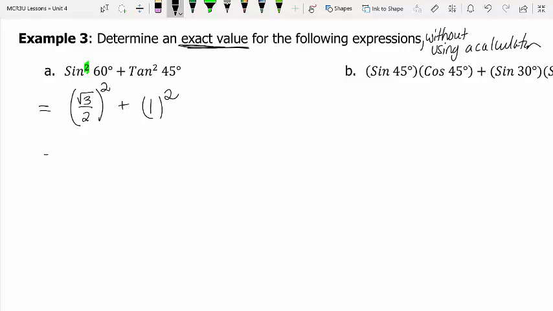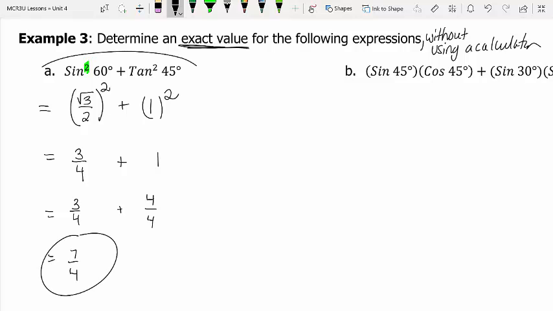Now let's do the math. Root 3 over 2 squared is 3 over 4, plus 1 squared is just 1. So now we just have to get common denominators and then we're good to go. So the answer here is 7 over 4. Do you see how we can figure out this question without using a calculator because it involves angles that are found in our special triangles?